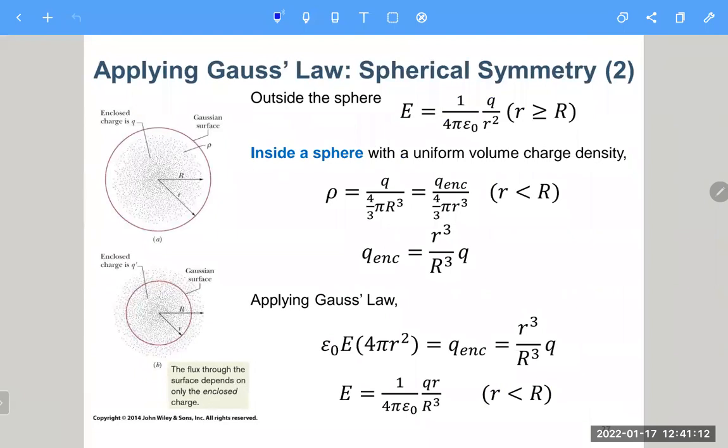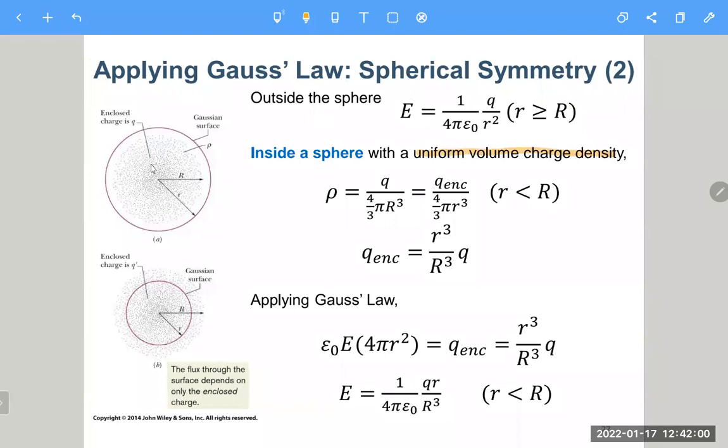And here we try to derive the E field for another case. Here, rather than a conducting shell, we have a non-conducting sphere. And we also assume that there is a uniform volume charge density for this sphere. And when we consider the point outside the sphere, the E field is nothing but usual, just like all the charge is concentrated at the center. So we get K times Q over r squared when r is larger than or equal to capital R.